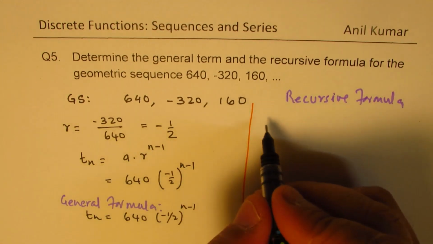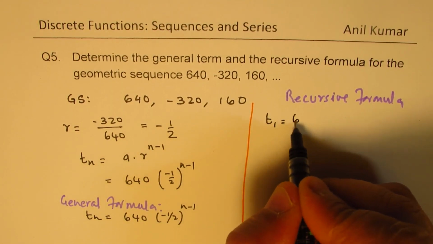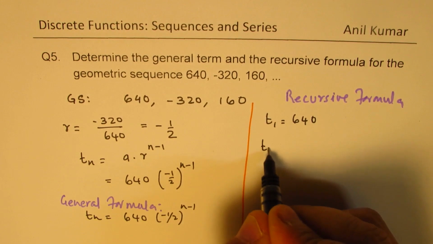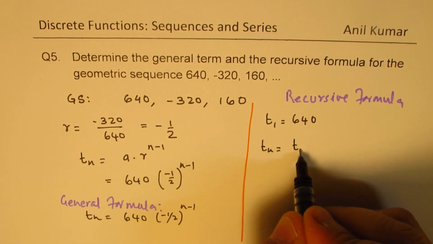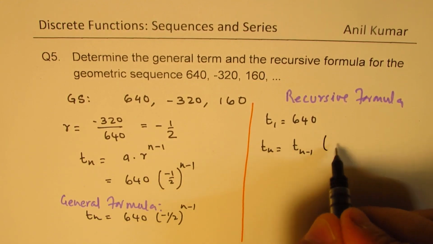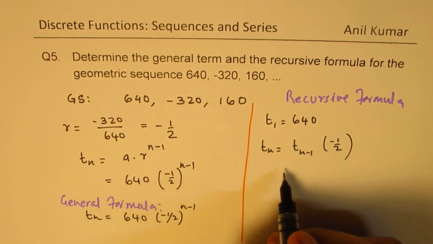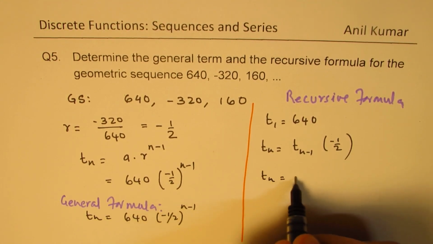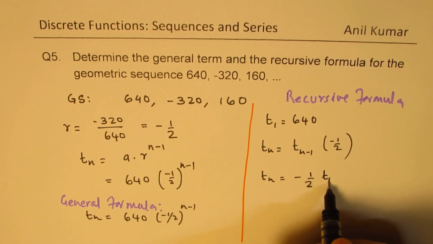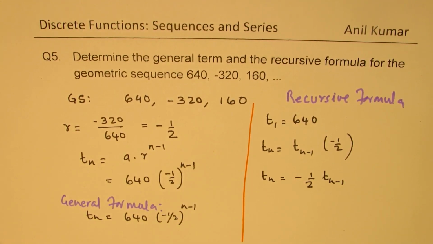So what is happening here? The first term for us is 640 and the nth term is previous term times minus half. Do you see that? So that is how you write it. You could also write this as Tn is minus half of Tn minus 1. Clear? So that becomes your recursive formula.